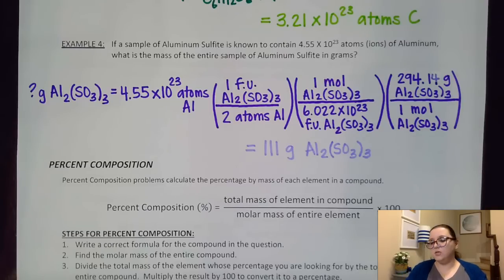I want to mention here, hopefully we've figured out that formula writing is really, really important. Obviously, on all of these examples, if you wrote the incorrect formula for your ionic compound, think about all of the things that would be affected. You would have the wrong number of atoms here, okay? You would also have the wrong molar mass. So formula writing is extremely important in order to be able to get these calculations correct. You can know how to do these calculations all day long, but if you can't write the correct formula, they're not going to come out right for you. So just be very careful with that.